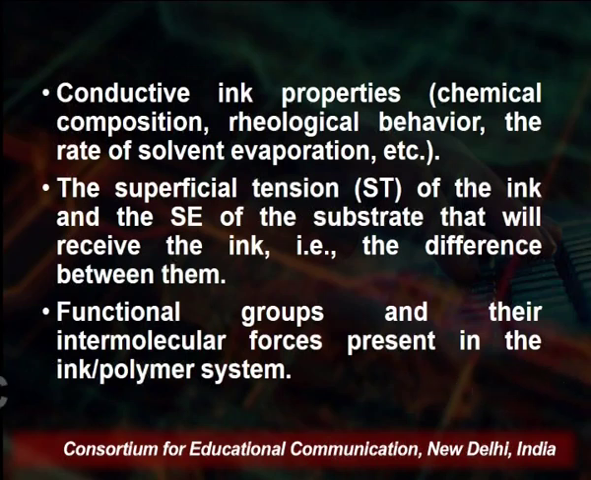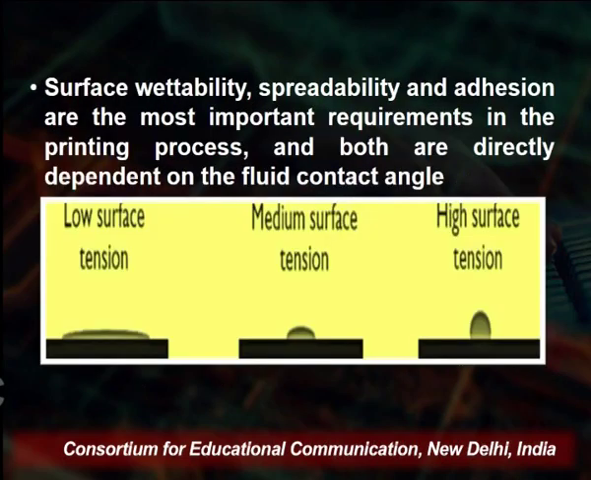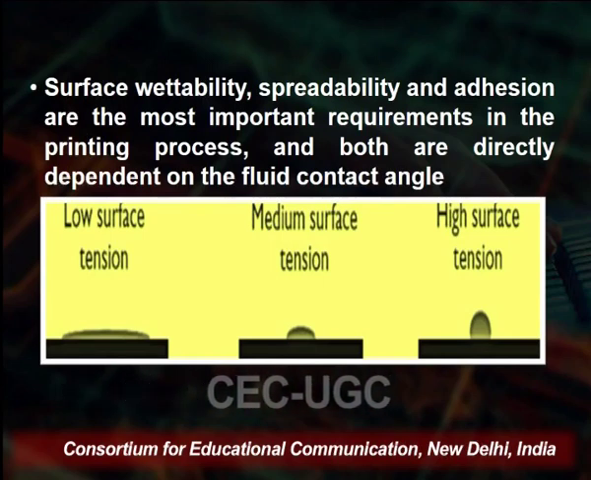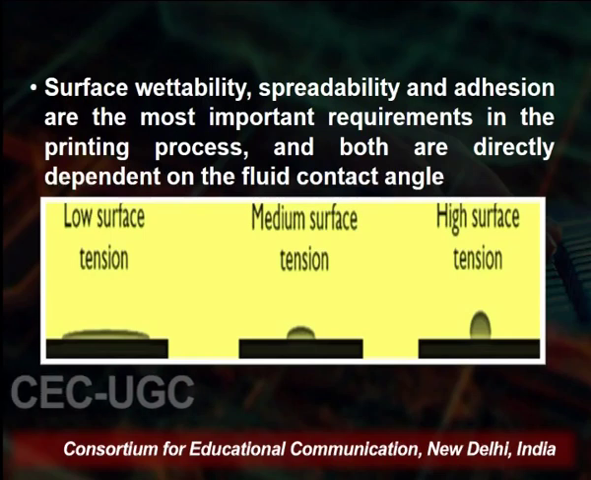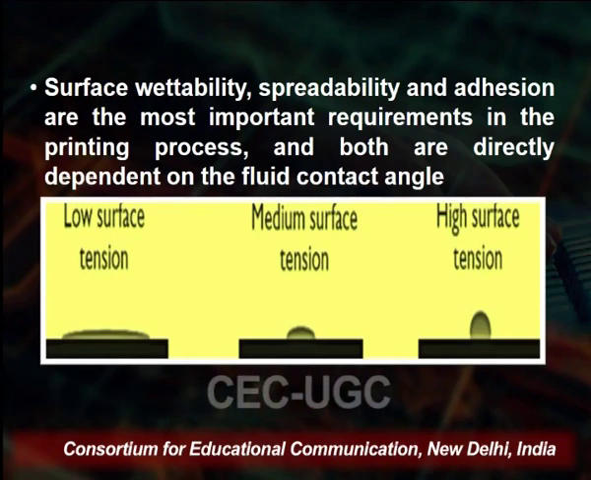So the superficial tension, that is ST, of the ink, and the SE, surface energy, of the substrate that will receive the ink, the difference between them, we will define as a parameter. Then the functional groups and their intermolecular forces present in the polymer system. You see on the screen that we have three types of surface, the first having a low surface tension, the second a medium surface tension and the third a high surface tension. And you see the position of the drop on the three surfaces.